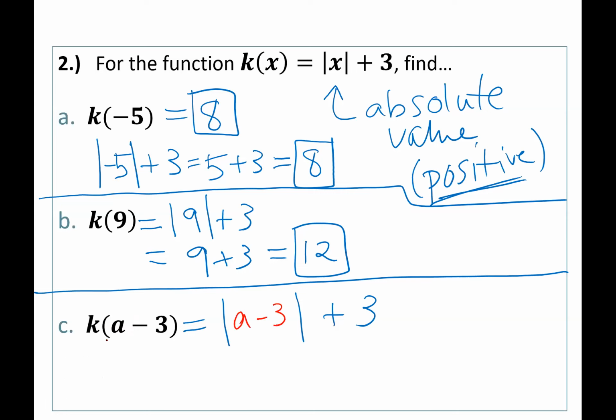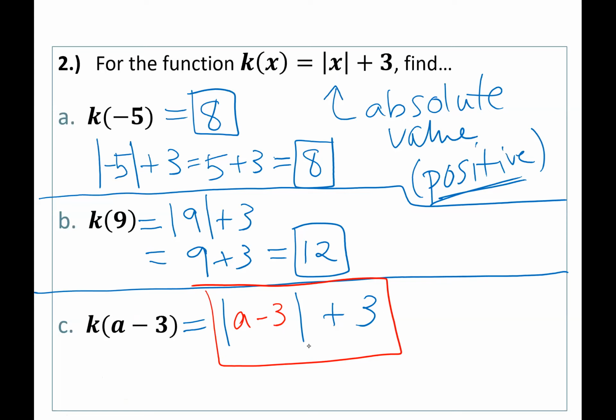Okay, so k of a minus 3, we will replace x with a minus 3. And we're done. That's it. So usually students think there's more to do here, but the thing is we don't know what a is. So a minus 3 could be positive, but it also could be negative. We don't really know. So we are not able to simplify what is in the absolute value here. We don't know if it's positive or negative, so we have to just leave it.